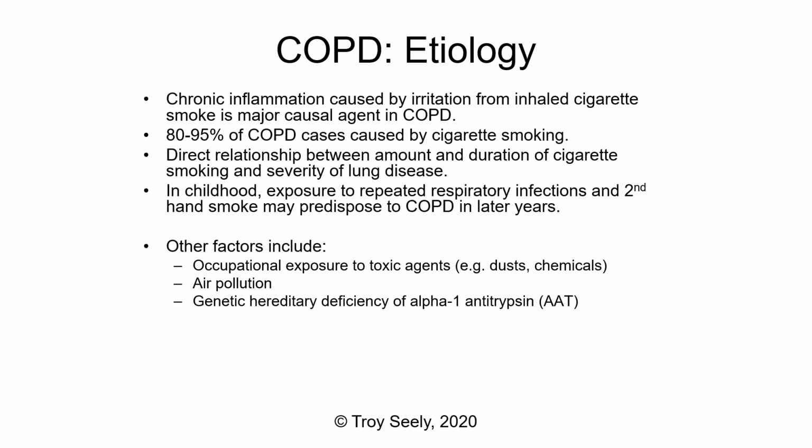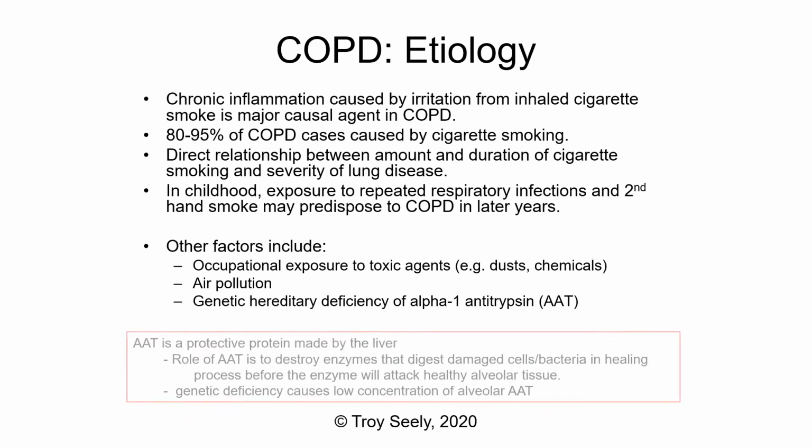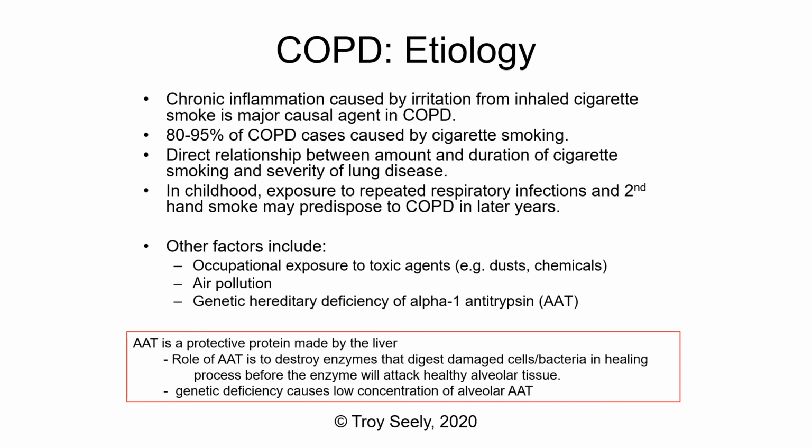There are other factors that might come into play. Occupational exposure to toxic agents: if you work in an environment where there is dust, where there are chemicals, that's one possibility. Air pollution can also put individuals at greater risk of development of COPD, and that could be region dependent, in that some regions of the world have a greater amount of air pollution, others less so. And also the genetic hereditary deficiency of alpha-1 antitrypsin, also known as AAT. In case you're curious, AAT is a protective protein made by the liver.